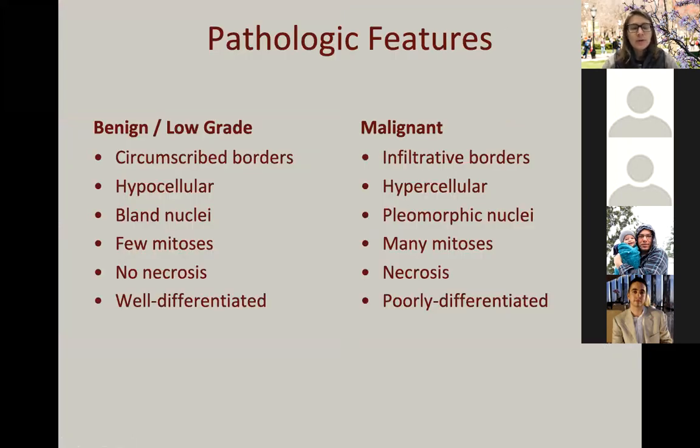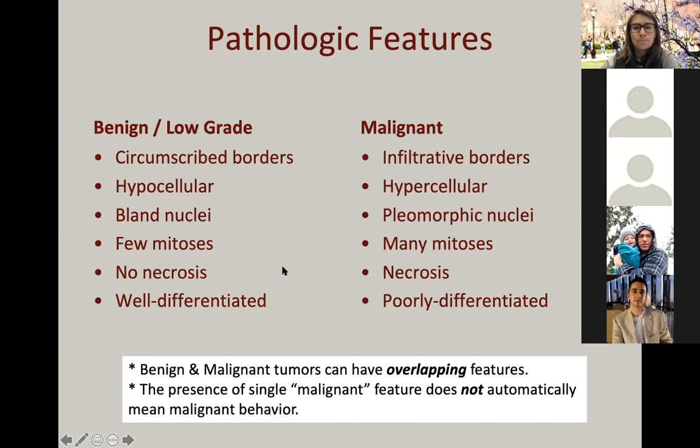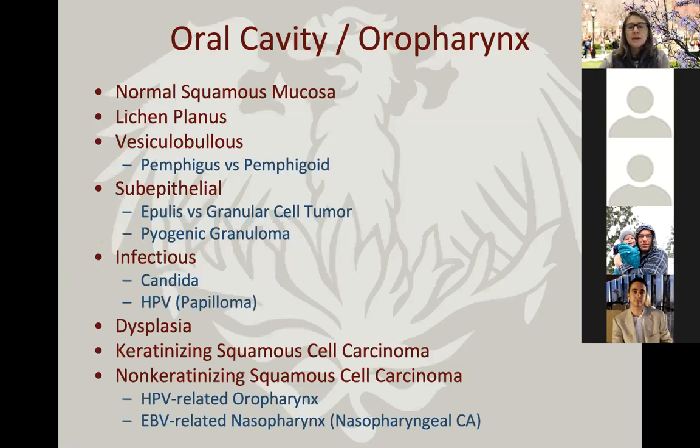Just remember your pathologic features tend to describe something that might be benign or low-grade malignancy versus something that might be malignant or high-grade malignancy. But none of these histologic features is necessarily 100%. So the presence of a single malignant feature doesn't automatically mean malignant behavior. All of them have to be taken into consideration when we are diagnosing and describing neoplasms, but they tend to cluster on one side or the other. Okay. Any questions on that sort of general path stuff before we move into the different subsites?